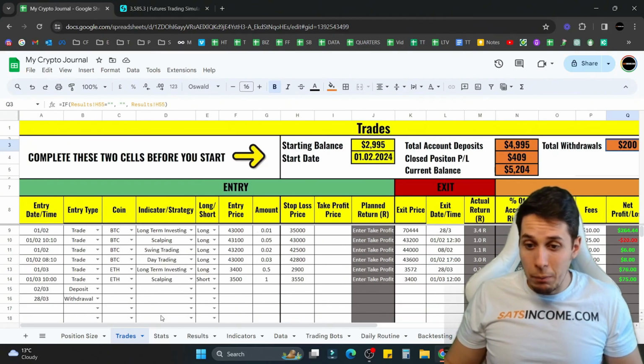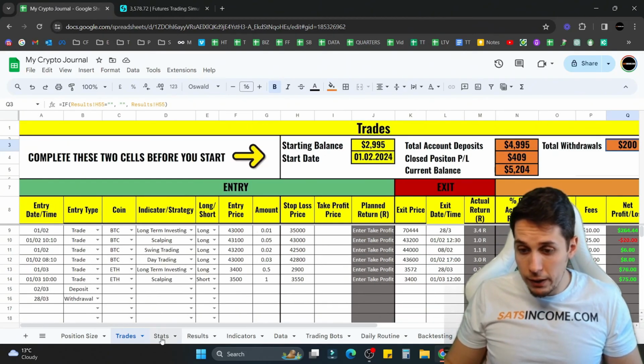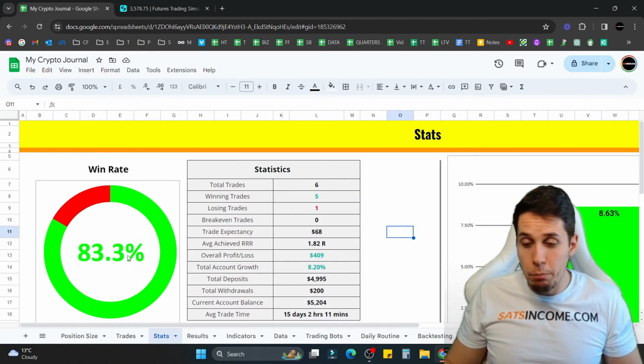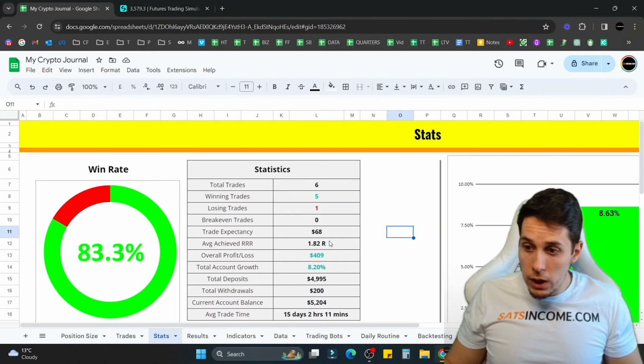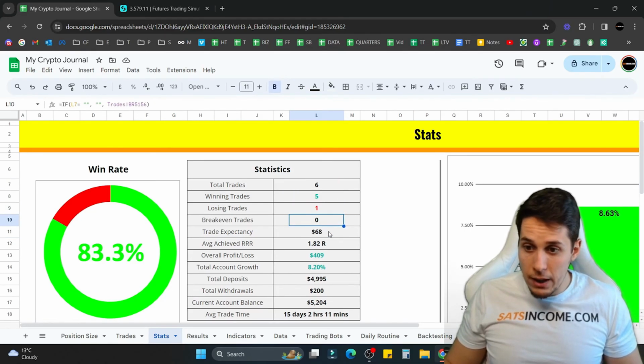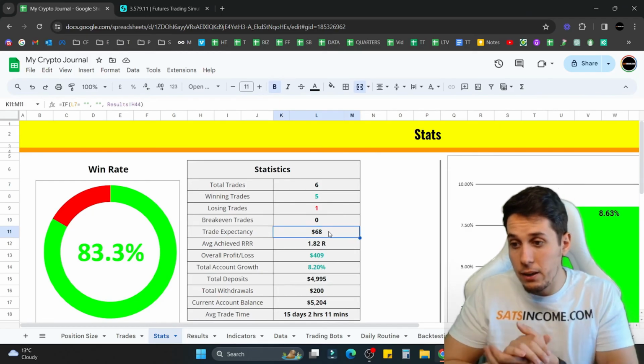Now it's time to do some analysis, right? We already have a little bit of data in the journal. It's time to go to the statistics tab and see what's going on. So the first thing that you're gonna see here is that we have a win rate of 83.3%. You can also see a lot of data right here. Total trades 6, winning trades 5, losing trades 1, break-even trades 0, trade expectancy $68.